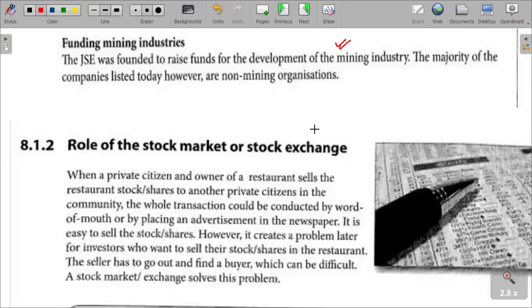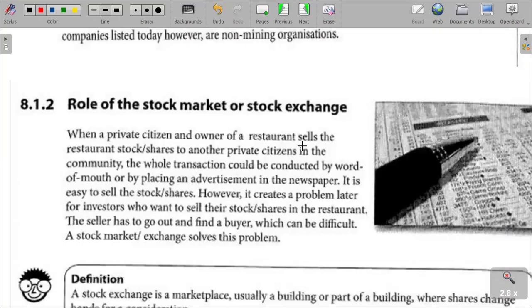The role of the stock market, or the role of the stock exchange. Basically, what you need to understand is that the stock market or stock exchange is providing a marketplace whereby shares can be traded.